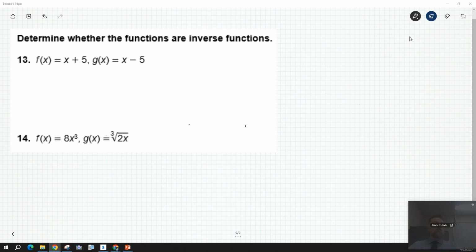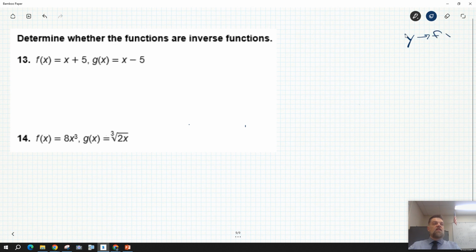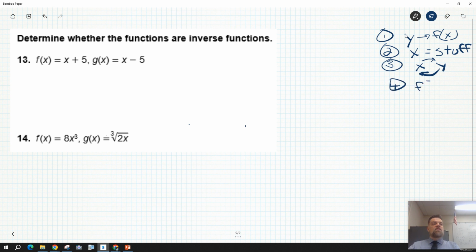Alright, you guys should know this by now, but remember, step 1 is we're going to plug in a y wherever we see an f of x. Step 2, once we do that, we're going to solve for x equals some stuff. Step 3, we're going to swap the x and y. Step 4, wherever there's a y, we're going to plug in an f inverse.